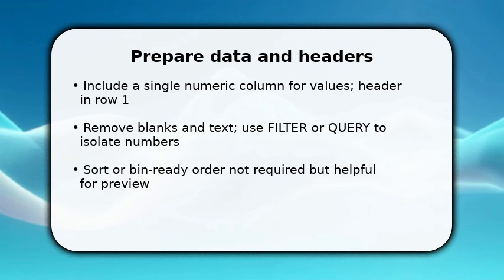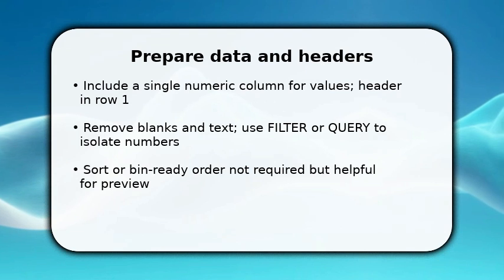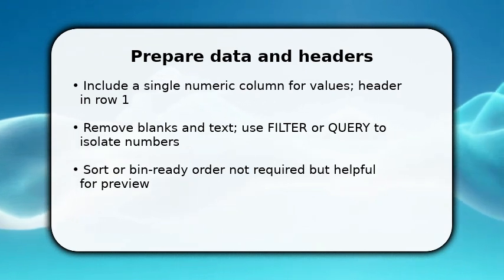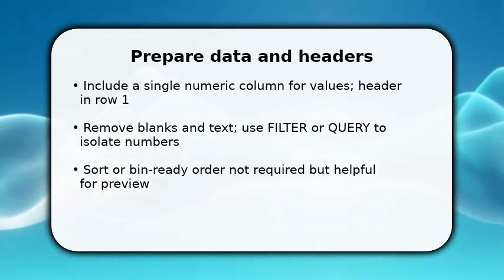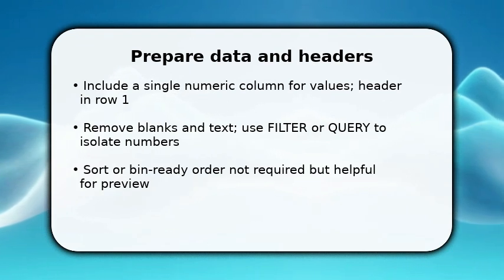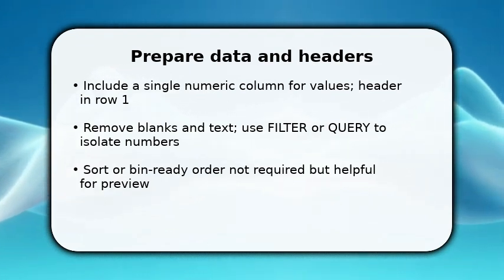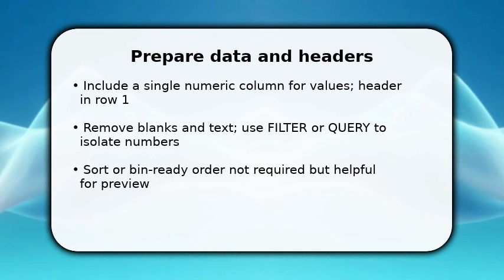Make sure the first row is a clear header so charts can detect the series. You don't need perfect binning now. A simple sorted column helps you visualize whether extreme outliers will distort bin sizes. Now select that header plus the numeric range to start charting.